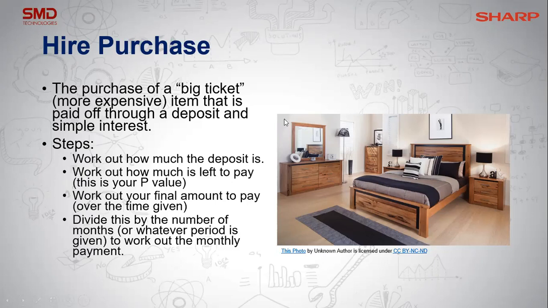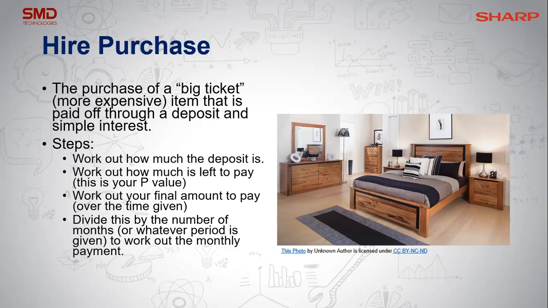Okay, so the first thing that you need to do with hire purchase is to work out how much your deposit is. They'll tell you, okay, your deposit is 15%. I'll go through an example after this, but you do need to know how to calculate a percentage, and I'll show you a shortcut for that as well. Then you need to work out how much you have left to pay, and that's simply taking the total price of the item and subtracting your deposit.